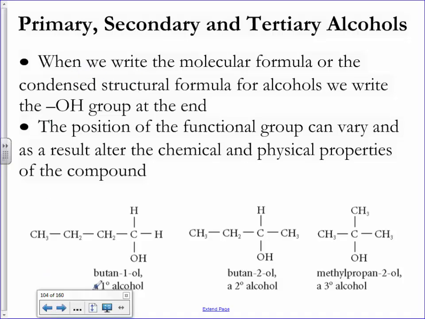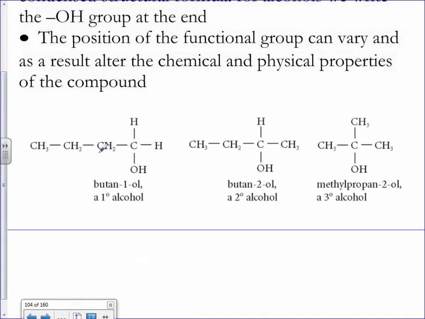And it may be easiest for me to explain these ones based on just showing you examples first. So here are 3 different alcohols. This one will be called a primary alcohol. This one's a secondary alcohol. This one is called a tertiary alcohol.